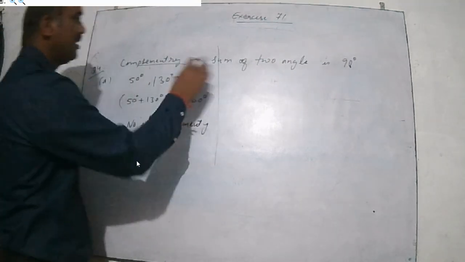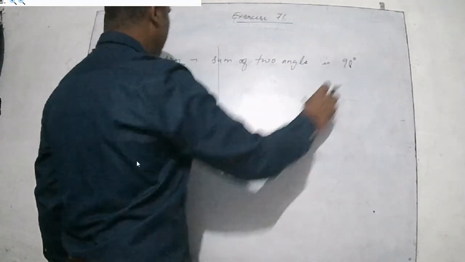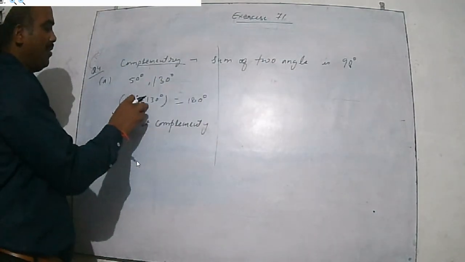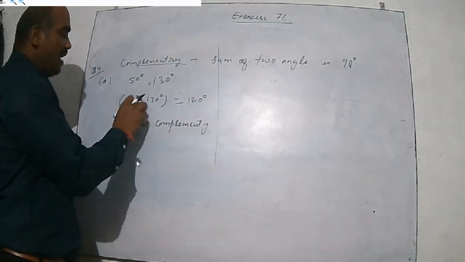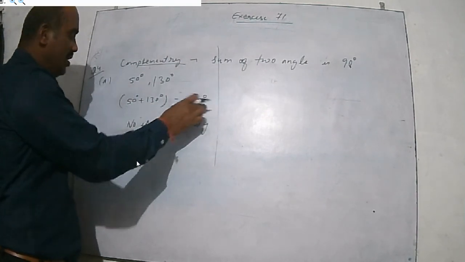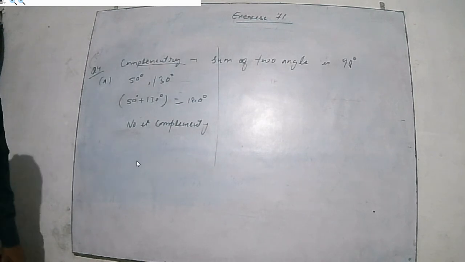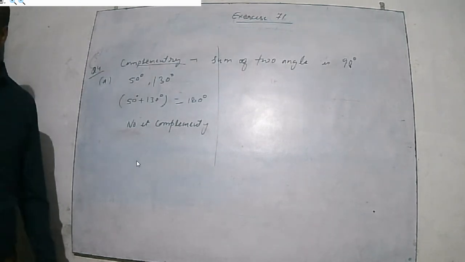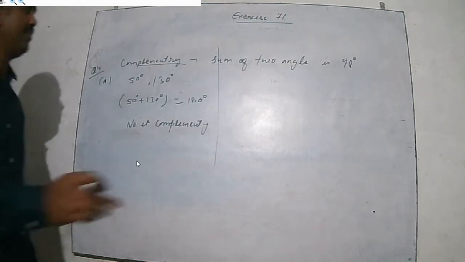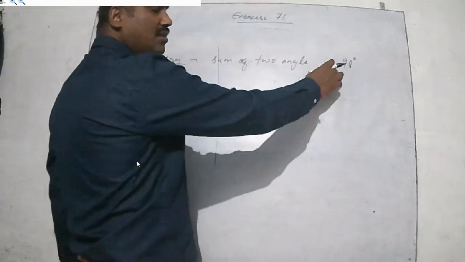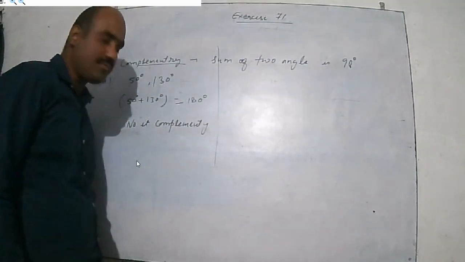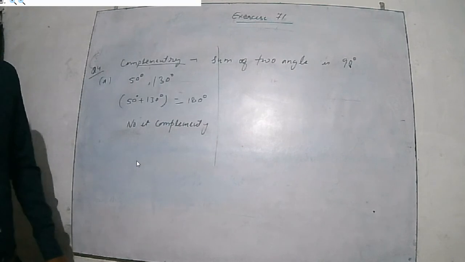Because the definition is the sum of two angles is 90 degrees. And here you see 50 plus 130 degrees is given, and the sum of these two is 180. So it is not complementary. The question is asking which of the following pairs of angles are complementary. For complementary we know that the sum of two angles is 90 degrees. Okay, hope that you understand that.